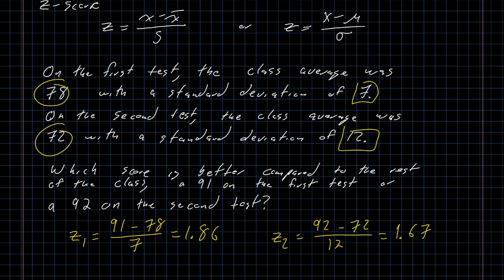And so the z-score for the first test was a higher number, even though our score was lower and closer to the mean, because the cluster was so much tighter. We are more likely to have done better than more of our classmates on the first test than we did on the second test.